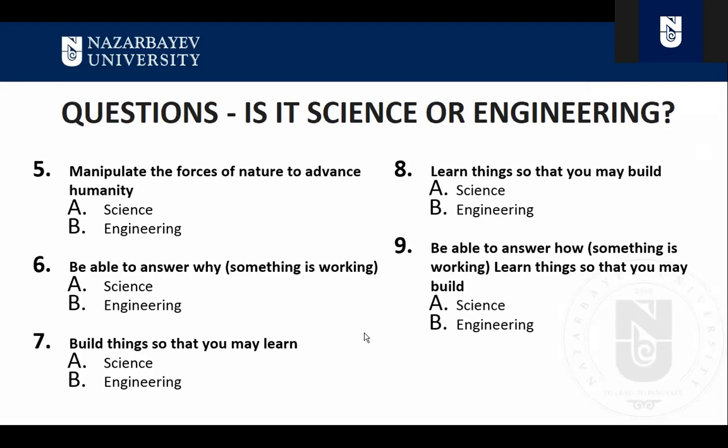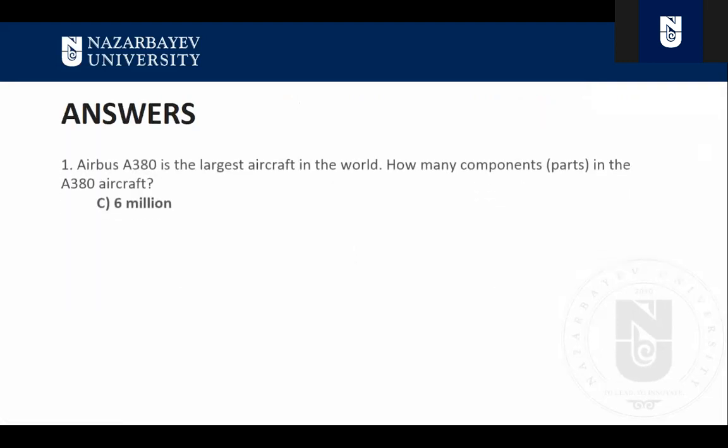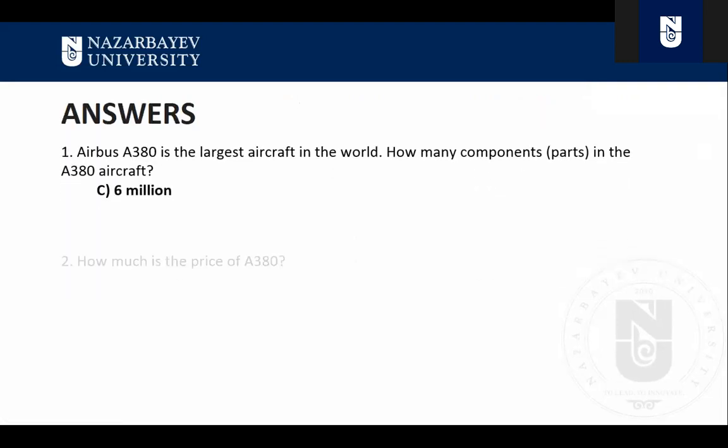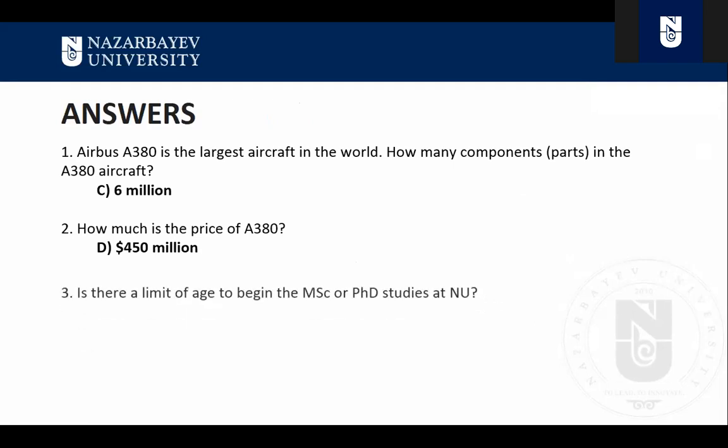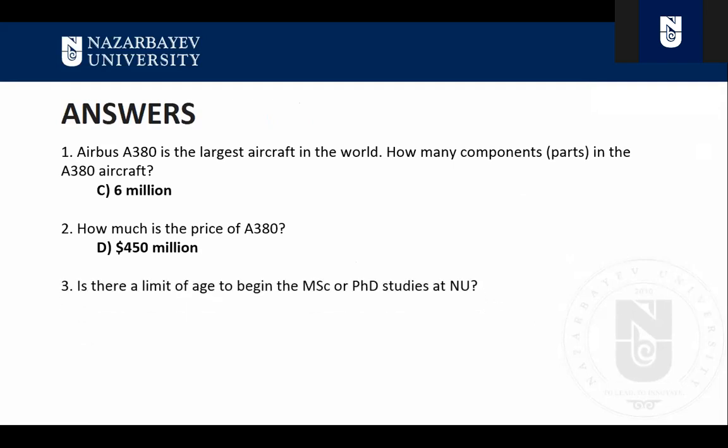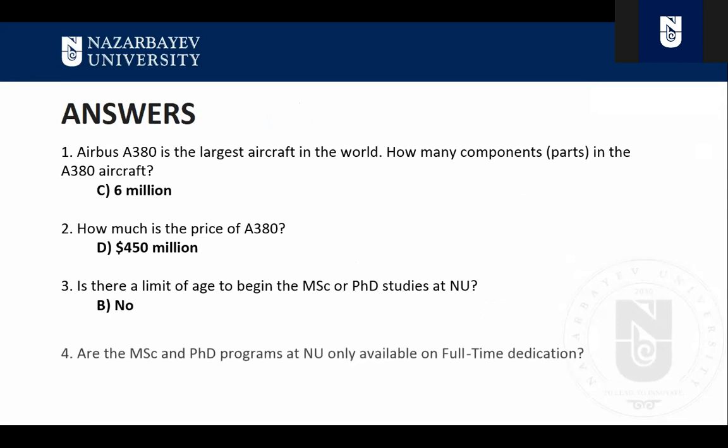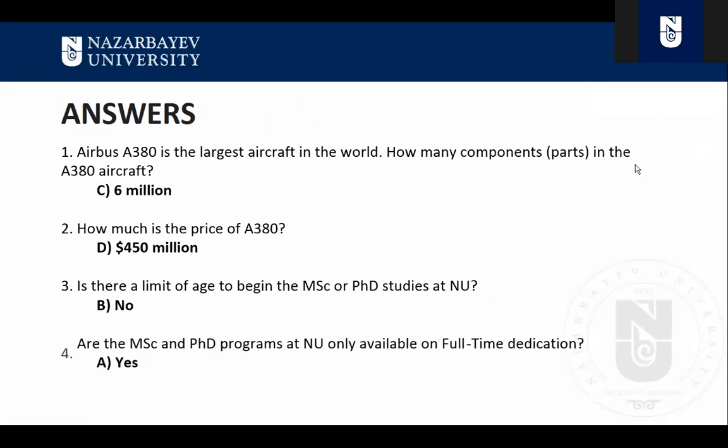Let's move to the slide with the answers. The first one is C, 6 million. The second one is D, $450 million. The third one: there is no age limit to begin the master or PhD studies at Nazarbayev University. The fourth question: yes, the programs are full time.